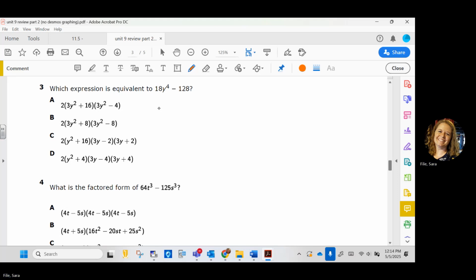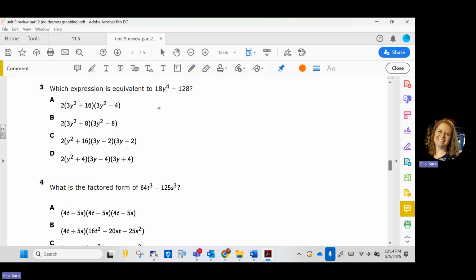Let's see. There's a 128. 64, 32, and 4. 4 doesn't go into 18. Let's see. 16 and 8. Neither of those go into 18. Yeah, it doesn't look like anything bigger than a 2 will go into both of those. So 2 is going to be my GCF.